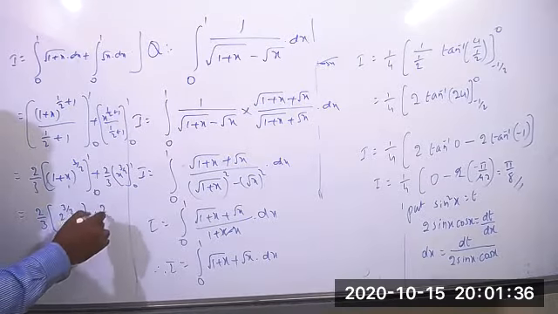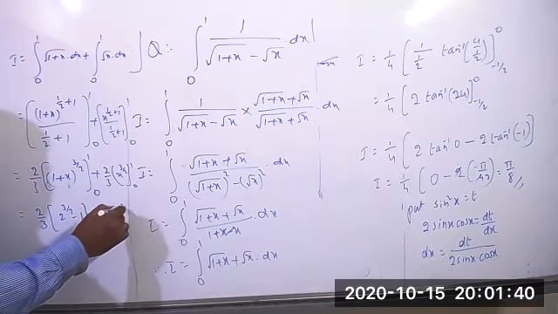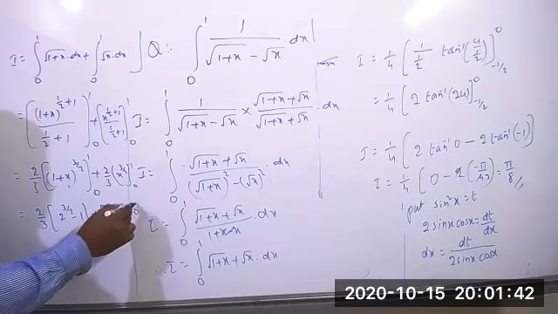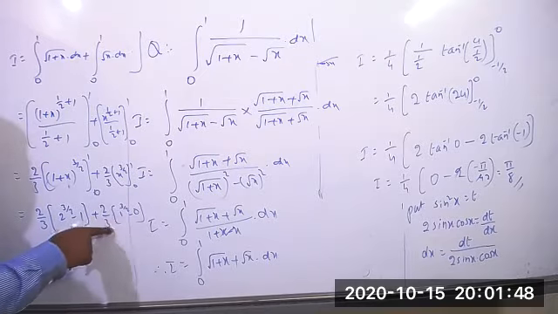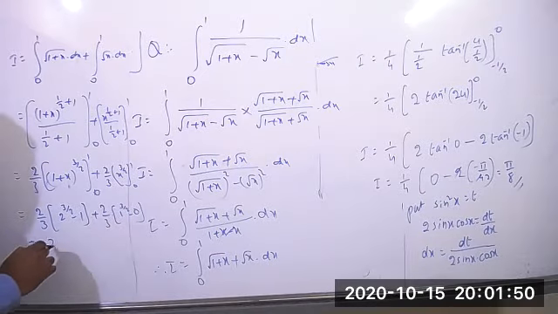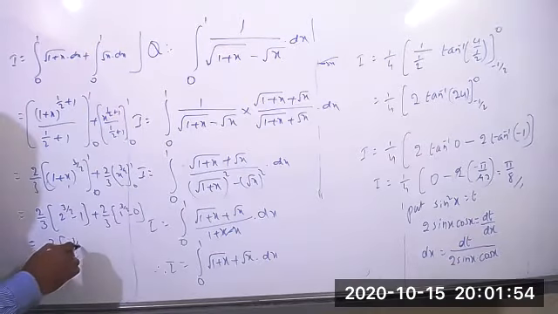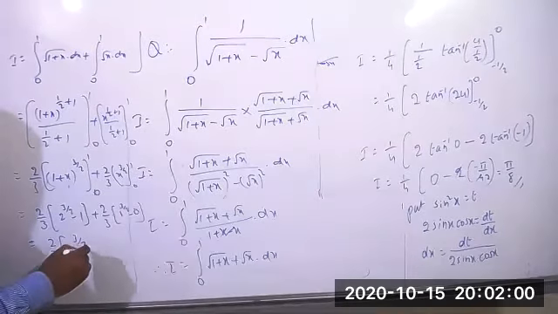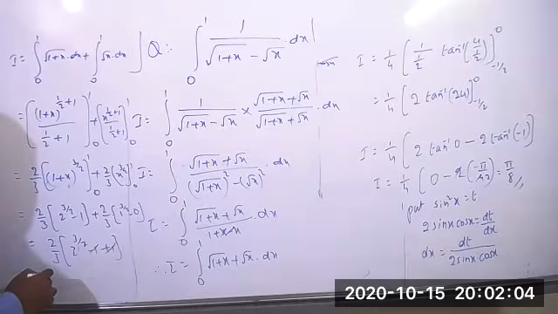Plus 2 by 3 into here, also 1 power 3 by 2 minus 0. Minus 0, but 1 for anything will get 1. So 2 by 3 is remaining. So 2 by 3 can take common outside. The remaining will be 2 power 3 by 2 minus 1. This is the plus 1. And these two also cancel.